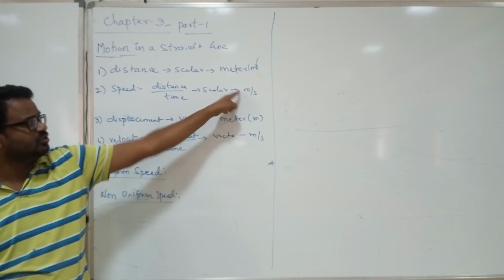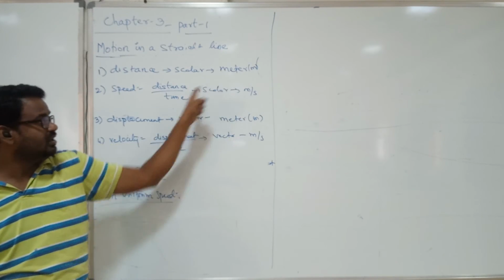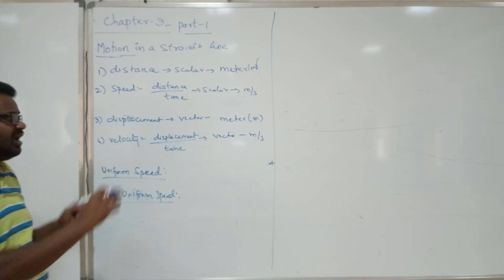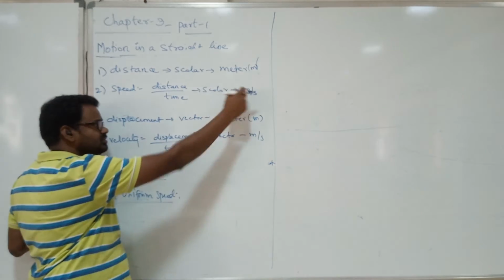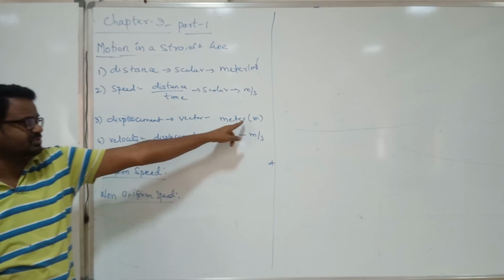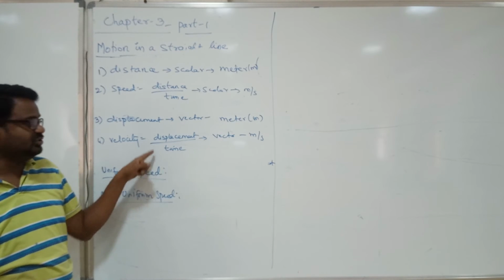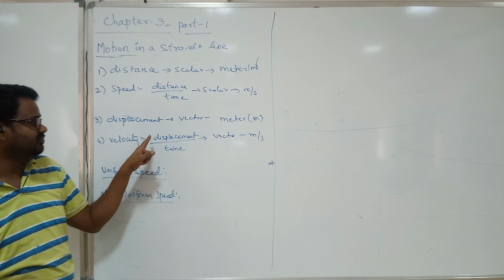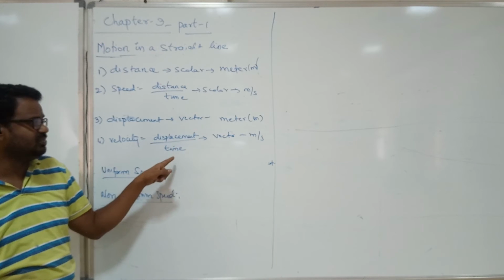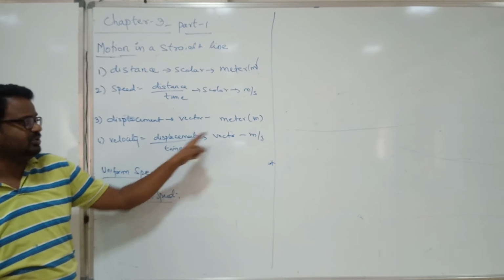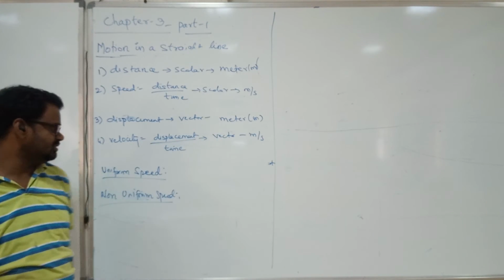Distance is expressed in terms of meters, time is expressed in terms of seconds. The SI unit of time is seconds. You must know all these things. Speed is in meters per second. Displacement is a vector quantity expressed in meters. Velocity is defined as what? The rate of change of displacement of a body. Displacement is in meters, time is in seconds, so velocity is in meters per second.